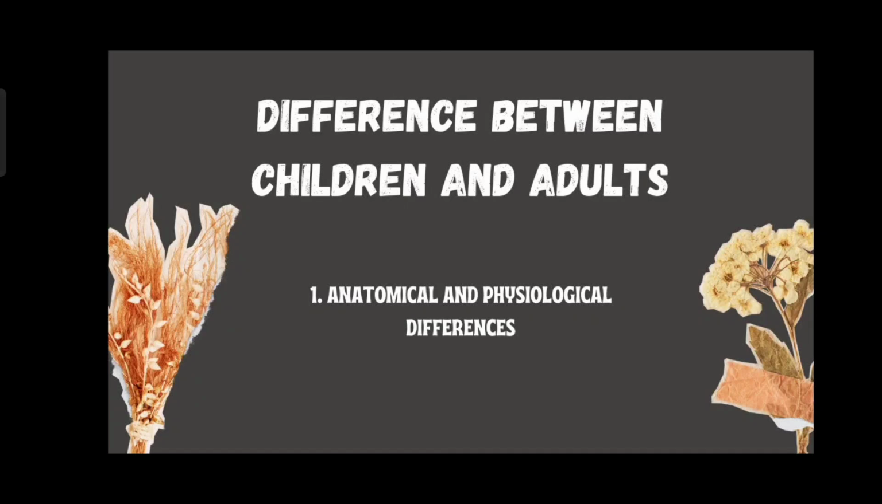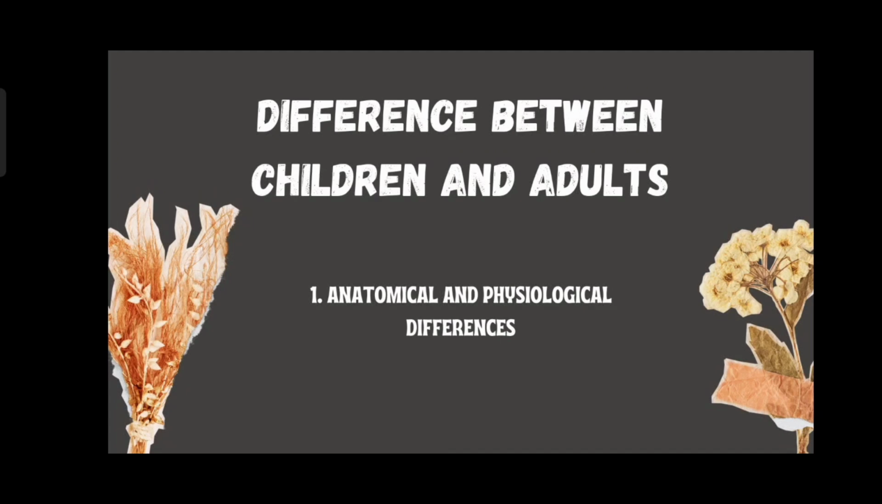So next we are moving on to the topic, that is difference between children and adults. Under this mainly 4 differences are there. So first one is anatomical and physiological difference. Second one is psychological difference. Third one is immunological difference. And fourth one is social difference.